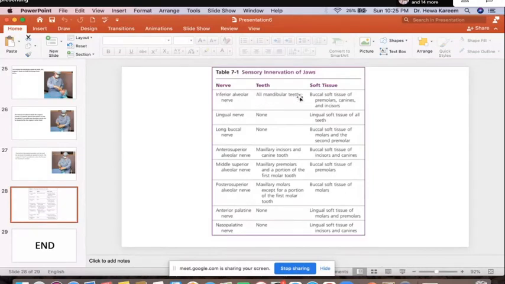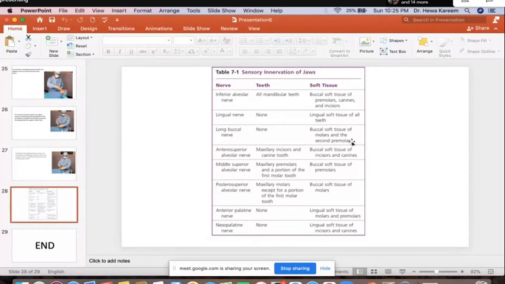The inferior alveolar nerve supplies all mandibular teeth on the same, ipsilateral side, and the buccal soft tissue of the premolar, canine and incisors. The lingual nerve supplies just the lingual soft tissue of all teeth. The long buccal nerve supplies the buccal soft tissue of the molars and second premolar.